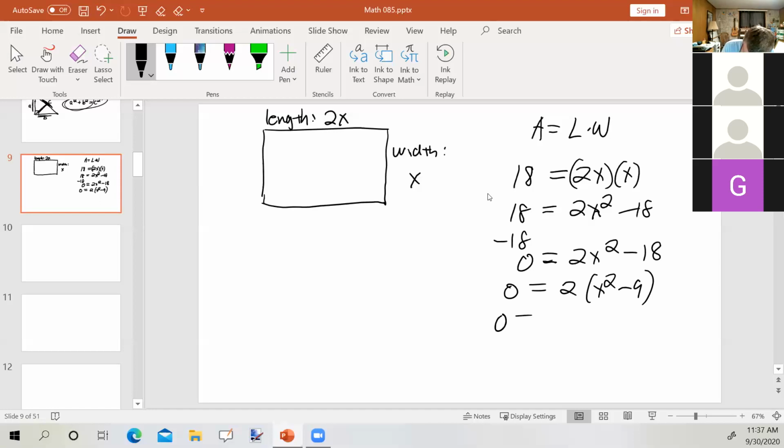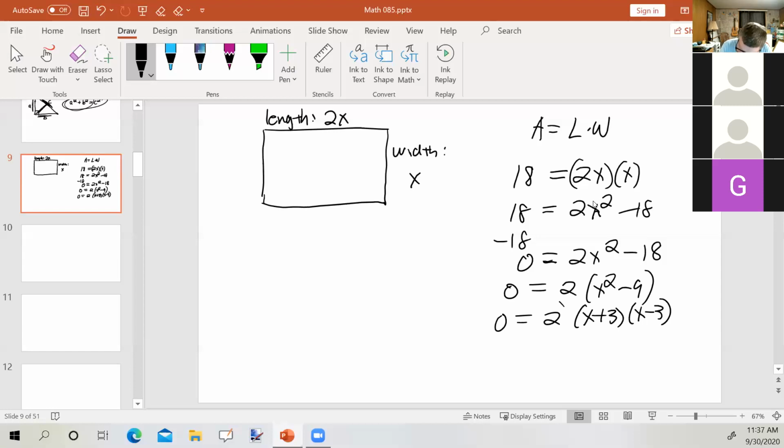I could factor further the x squared minus 9 into x plus 3 times x minus 3. So now I have the equation set equal to 0 and completely factored. Now, something has come up that I kept hoping would just automatically come up before, but it didn't, and let me talk about this. This is what I've been saying as the next step.